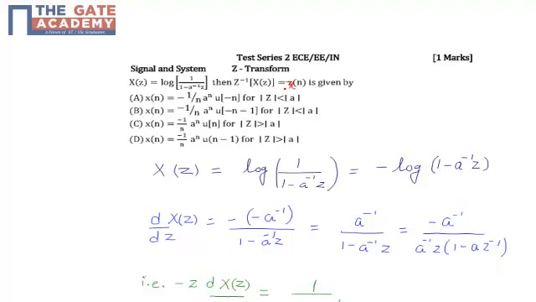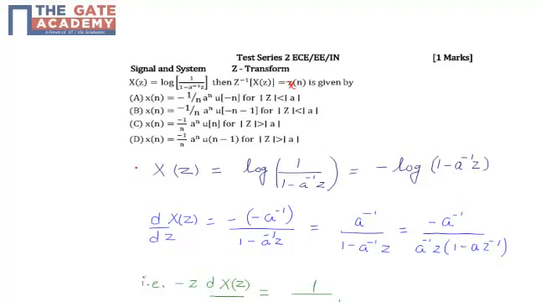Option C is x of n equal to minus 1 by n a raised to n u of n, for mod of z greater than mod of a, and option D is x of n is equal to minus 1 by n a raised to n u of n minus 1, for mod of z greater than mod of a.